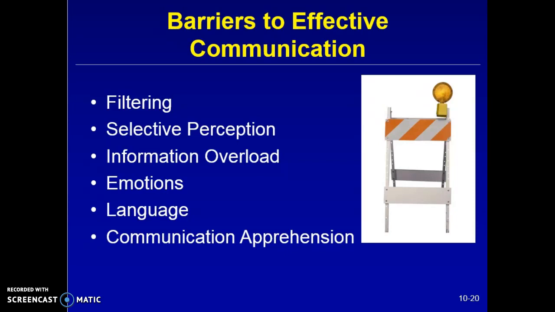Selective perception. We've talked about this, but receivers in the communication process selectively see and hear based on their own needs, their own motivations, experience, background, and other personal characteristics. Human beings don't see reality. They interpret what they see and they call it reality.